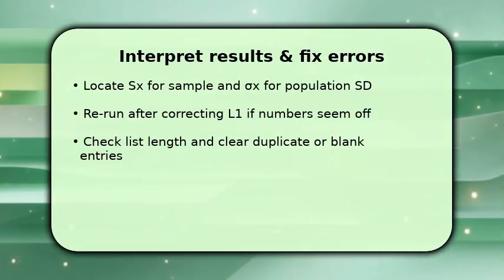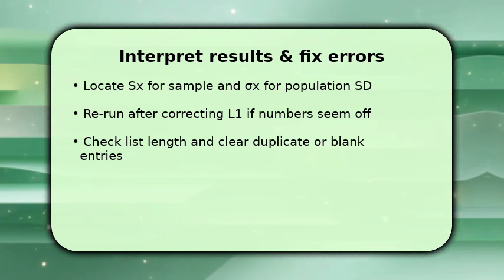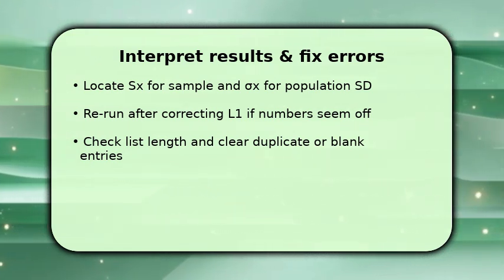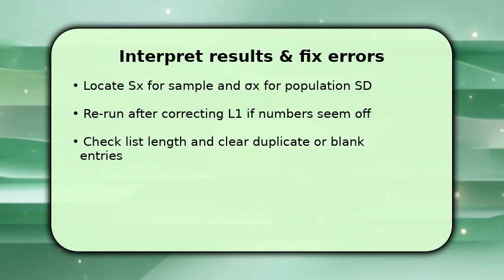If a value looks wrong, review L1 and repeat the one-var stats steps. Small entry errors change SD a lot. Make sure there are no blank cells or accidental text entries.